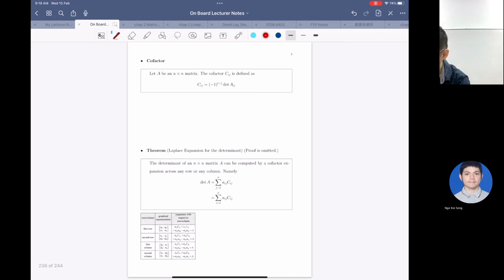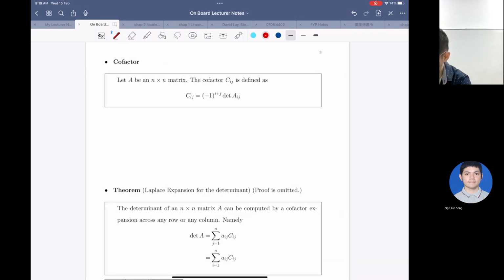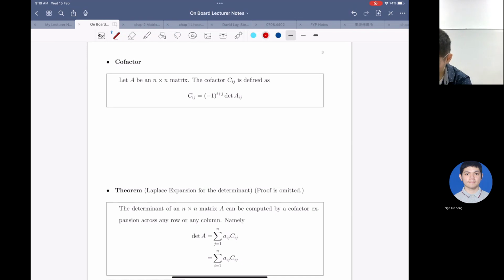So let A be an n by n matrix. The cofactor Cij is defined as -1 to the power i plus j times the determinant of Aij. So this sign is determined by the sum of the row number and column number, multiplied with the determinant of the minor Aij. This will match up with what I drew just now.